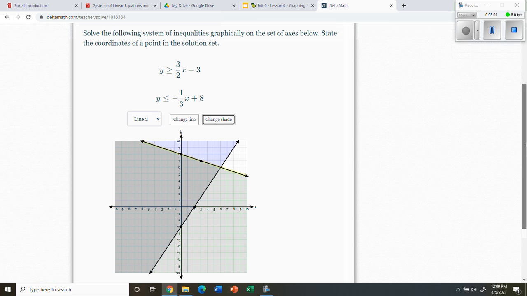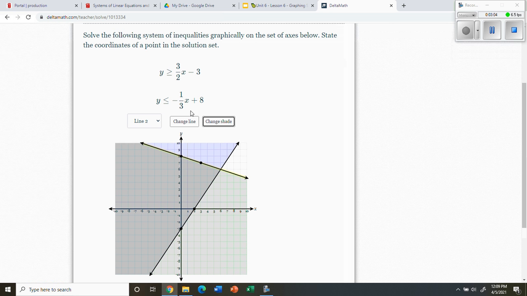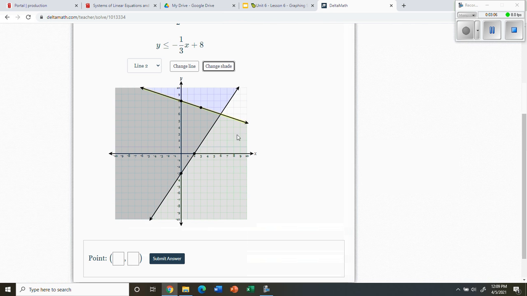Now, the next thing we have to do, they say state the coordinates of a point in the solution set. So notice that we have this lightish purplish blue shade up here. Then we have this aqua blue shade below. And notice that we have a light navy blue that shows the intersection of those two graphs. So that is the solution set, where the two graphs are intersecting. So they want us to find a point in that light navy blue solution set and then put it into coordinate points.